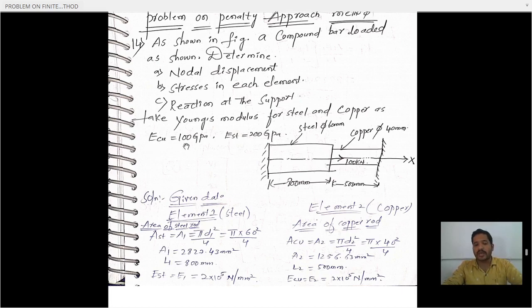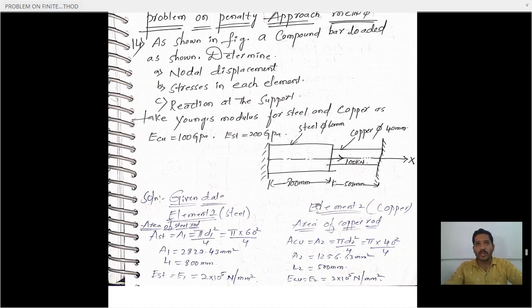Take Young's modulus for steel and copper: the modulus of elasticity of copper is given as 100 gigapascal, and Young's modulus of steel is given as 200 gigapascal. Let us see this figure. It looks like a step bar in which both ends are rigidly fixed, and a load of 100 kilonewton is acting in the X direction. The diameter of the copper is 40 mm and the diameter of the steel is 60 mm. The length of the steel is 800 mm and the length of the copper is 500 mm.